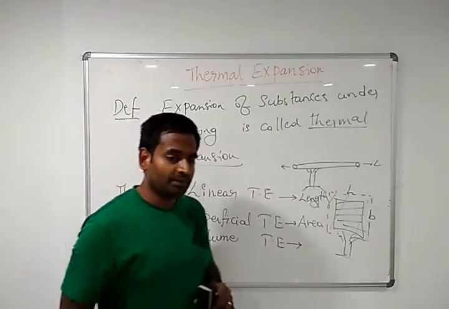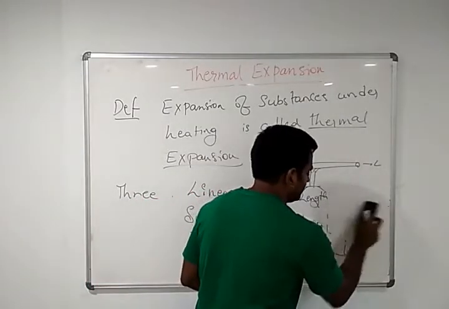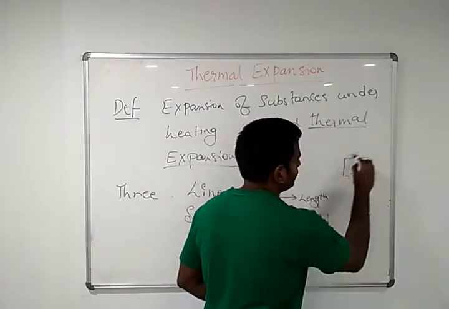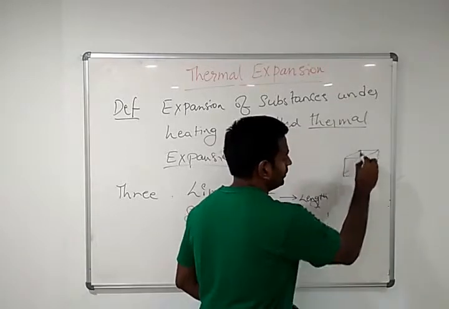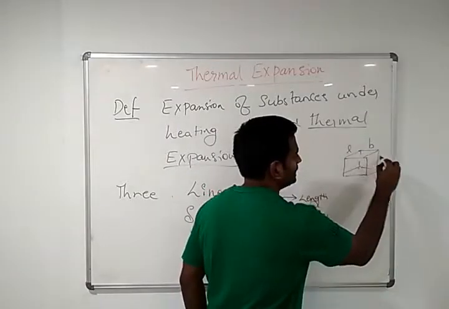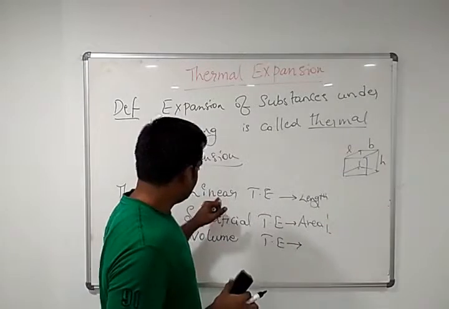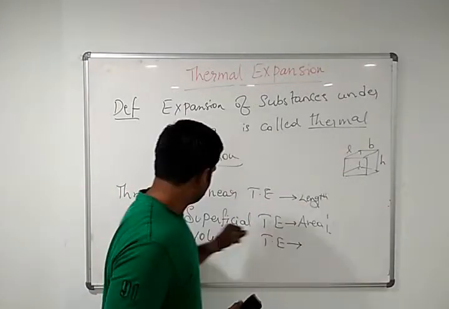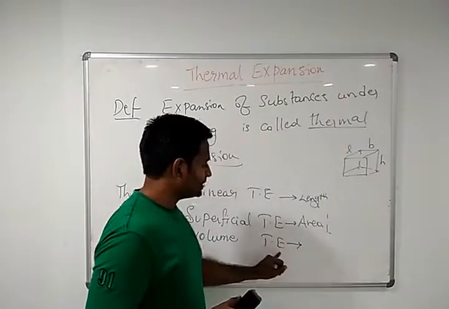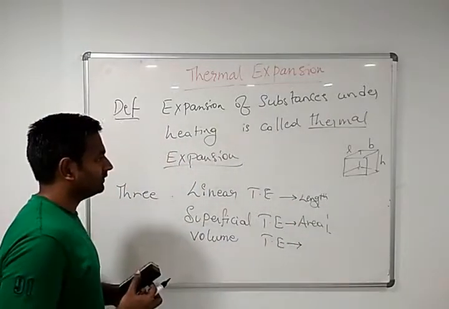What is volume thermal expansion? Volume thermal expansion means the volume is increasing. So let's say we have 3 dimensions now, instead of 1 dimension and 2 dimensions. For example, you can take a cube. If you heat the cube, its length will increase, its breadth will increase, its height also will increase. All 3 will increase. That means its volume increases. So linear thermal expansion means increase in length. Superficial thermal expansion means increase in area due to heat. Volume expansion means increase in the volume. So these are the 3 definitions. Take down these 3 definitions.